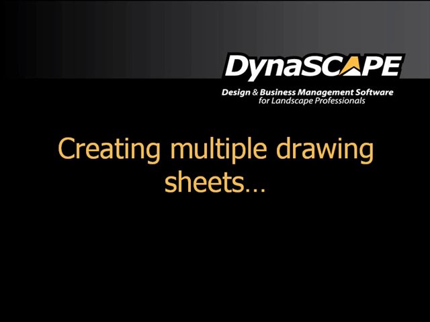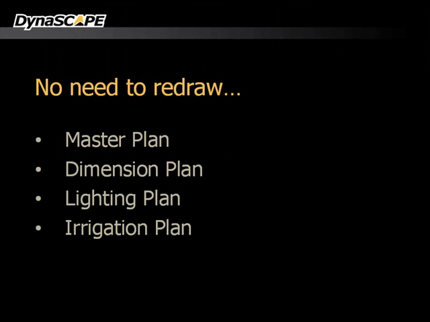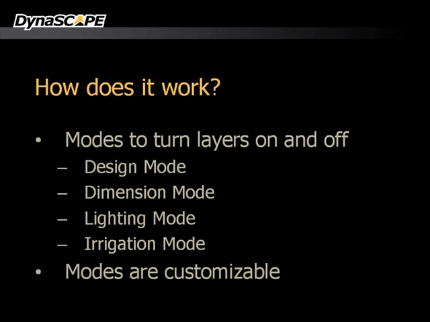Let's look at creating multiple drawing sheets. DynaSCAPE allows you to create your master plan, dimension plan, lighting plan, irrigation plans, all without having to redraw. So how does it do that? DynaSCAPE uses a unique feature called modes. Modes turn specific layers on or off to show the specific information that you need for the type of drawing sheet that you want to create.